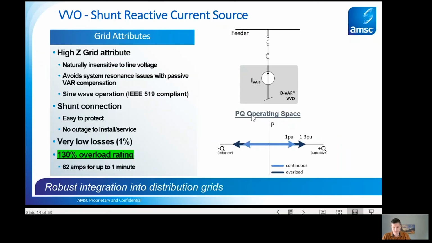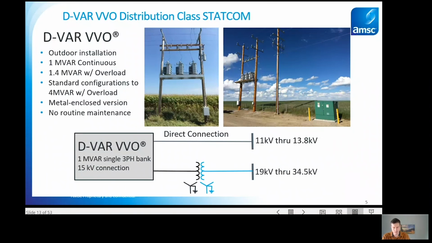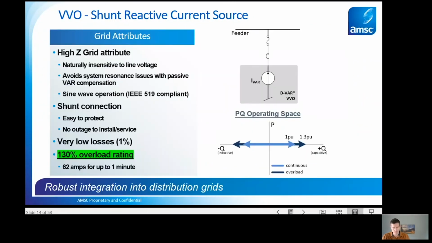This shows some single lines to clarify that we can either connect directly at 15 kV or up to 35 kV when we do have that external step-up transformer. So the key concept to understand with STATCOM inverter technology is that it really does act as a reactive current source to the grid. And so this is where all the benefits really stem from.